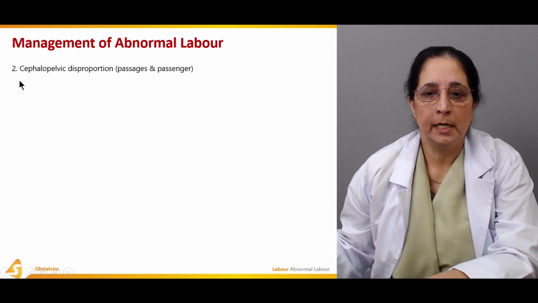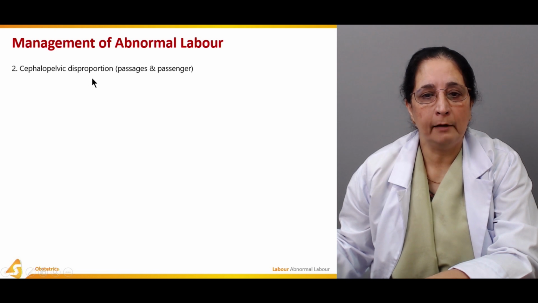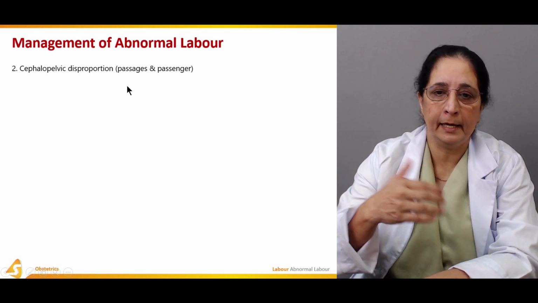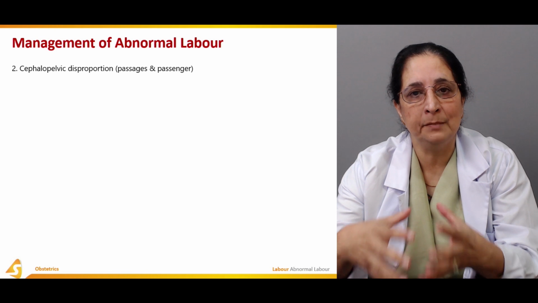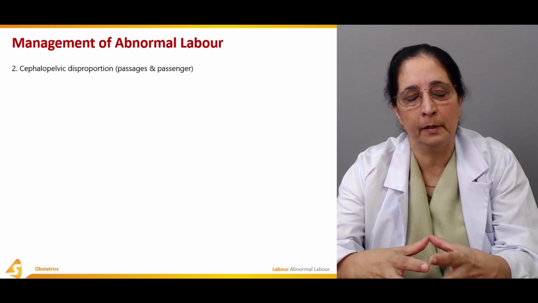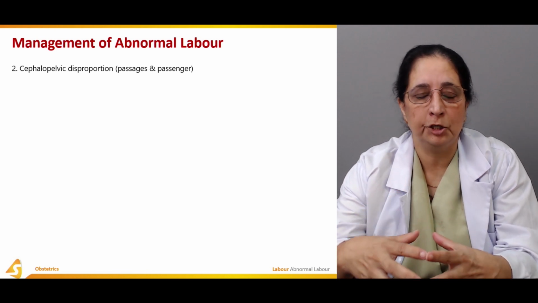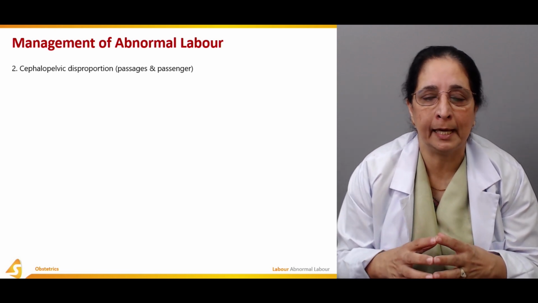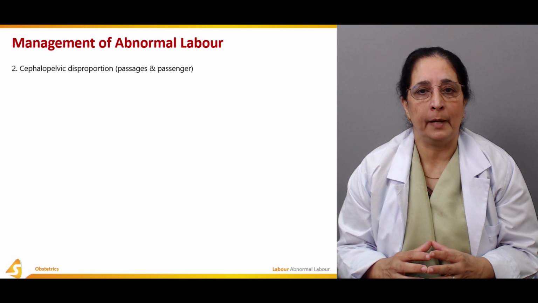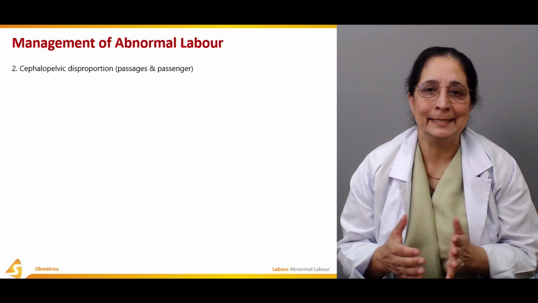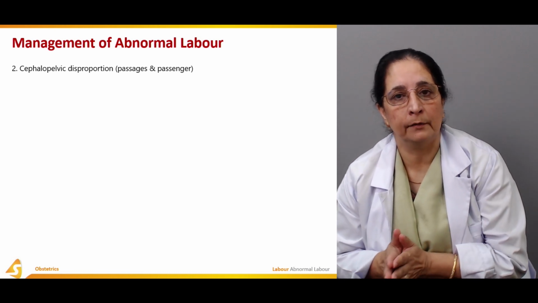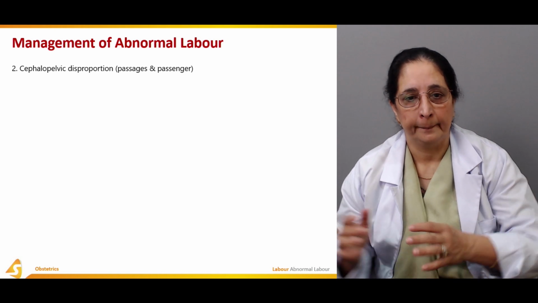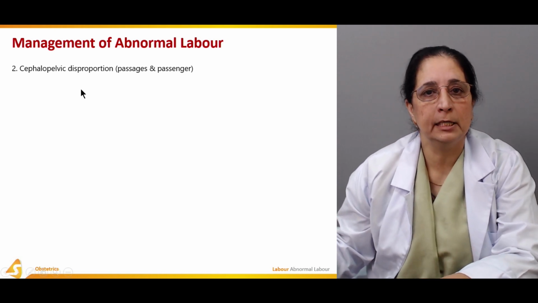Then number 2 is cephalopelvic disproportion. Here we have another 2 P's: passages that are not good enough, and the passenger. So there is disproportion between the size of the head and the size of the pelvis. That is causing delay in the progress of normal labor. So, cephalopelvic disproportion.